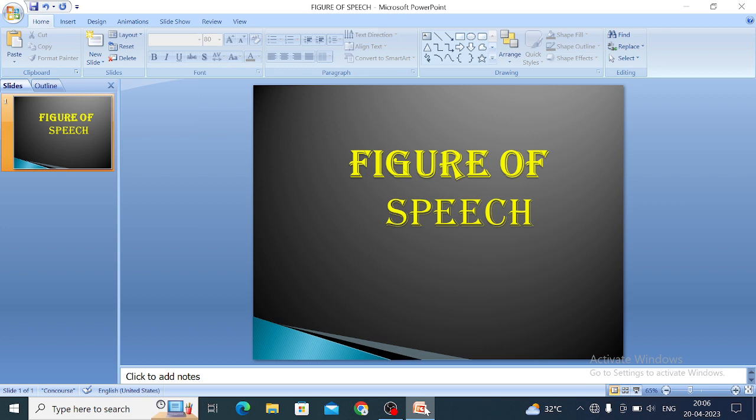Next figure of speech, which is very important, is synecdoche. Synecdoche is part for whole and whole for part. For example, instead of using the word car, I may use four wheels. So this is synecdoche. Part is used instead of whole, or whole is used instead of part.